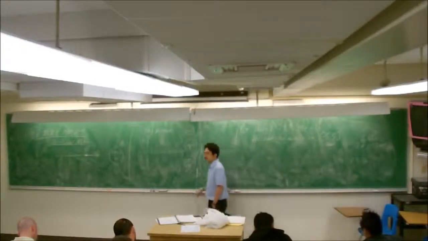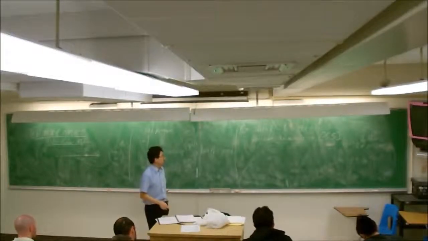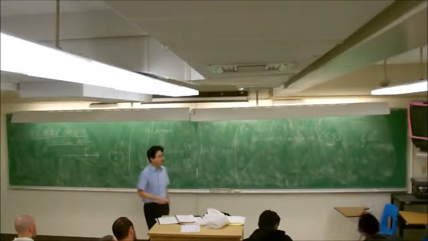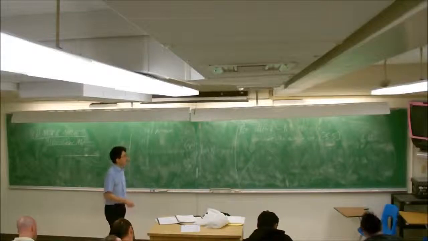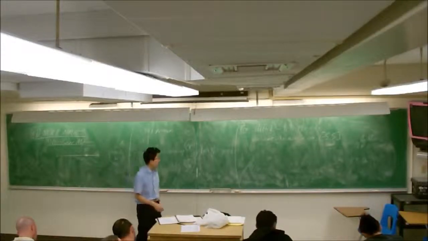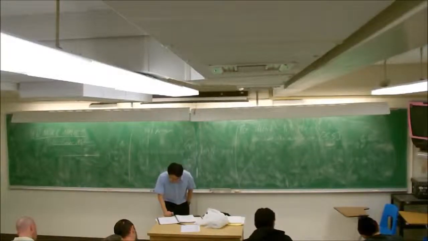Here, it's okay for t to be negative. Maybe t equals 0 is midnight, and maybe -5 is 7 p.m. That's okay.